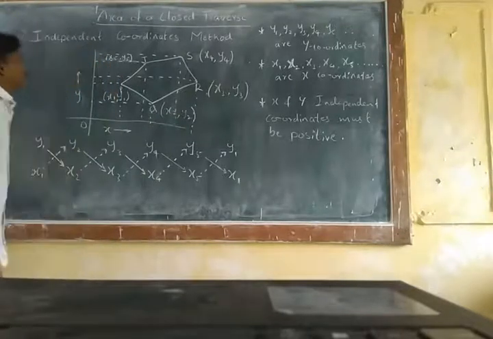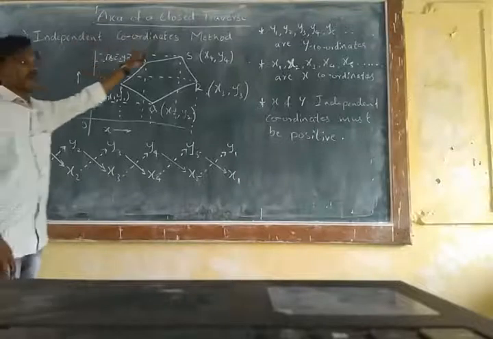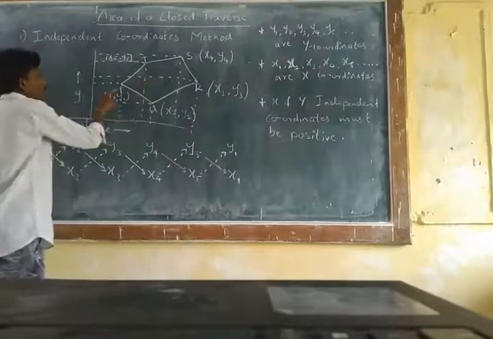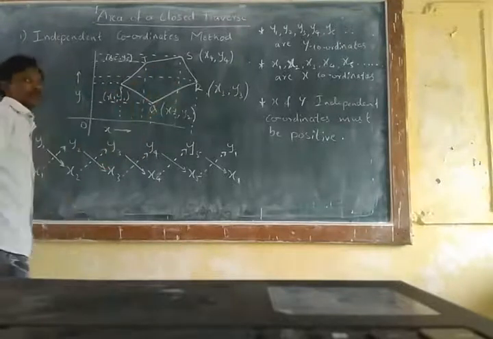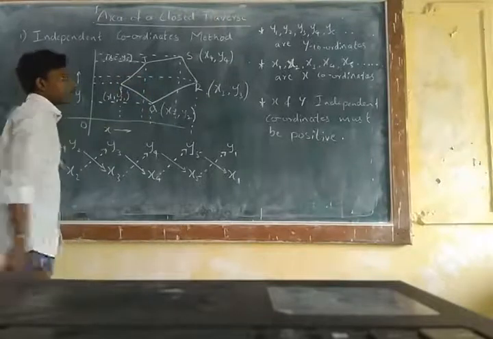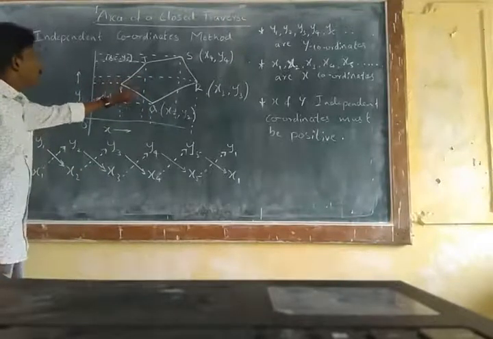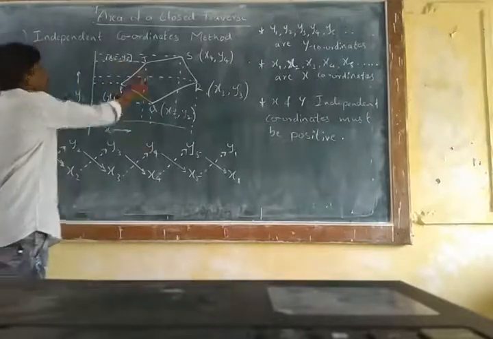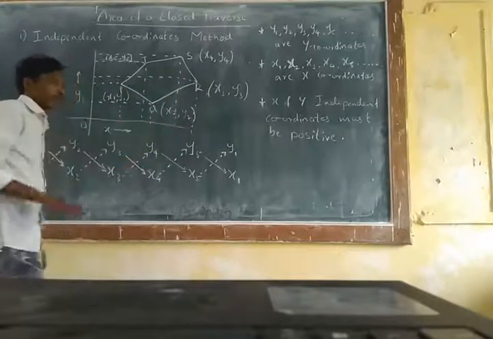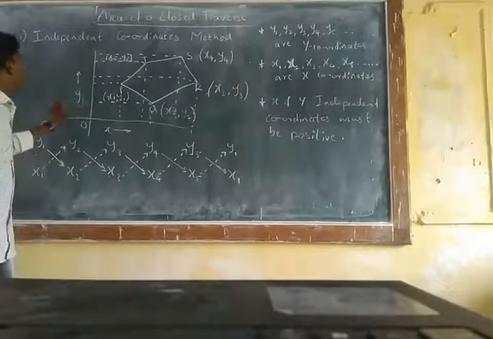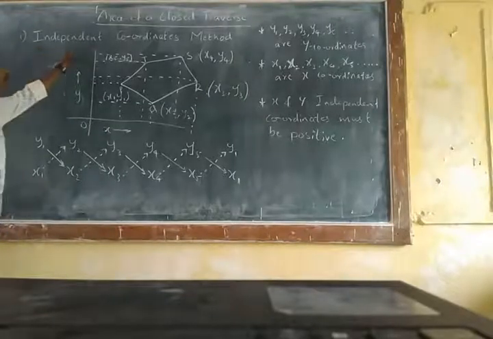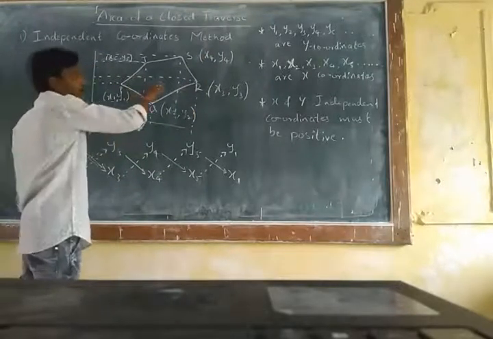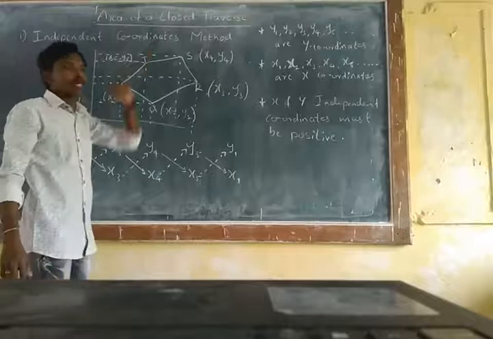In this video, we will learn the topic area of a closed traverse. So here in the picture, you can see a traverse PQRST, which is a closed traverse, and the coordinates drawn here are the independent coordinates. So these are not the consecutive coordinates. So here, as we can see the topic name, independent coordinates method. So we are going to calculate the area of this closed traverse using the independent coordinates method.